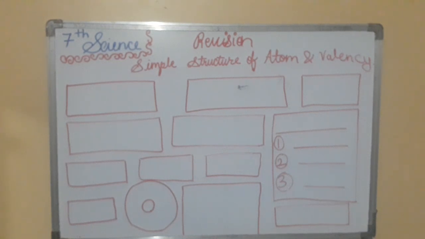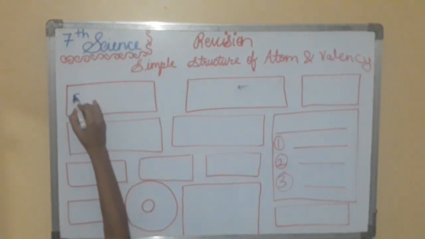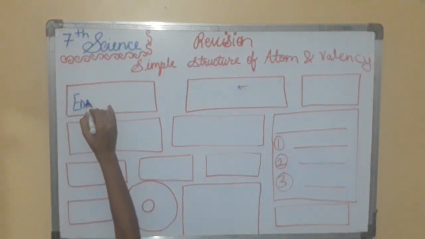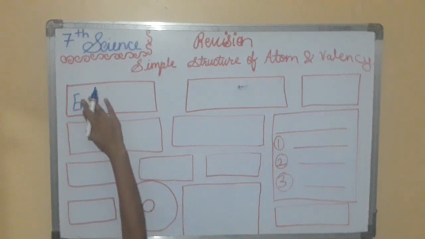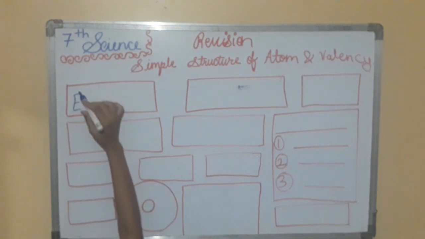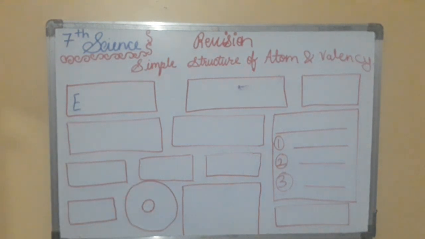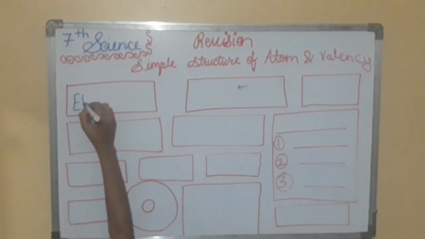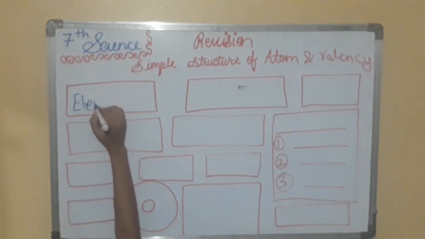बारे में पढ़ेंगे। एलिमेंट का डेफिनेशन है: An element is a substance made up of identical one kind of atoms. Example: oxygen, nitrogen, iodine, etc. Element.